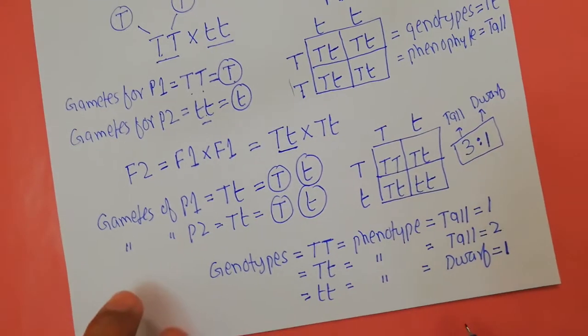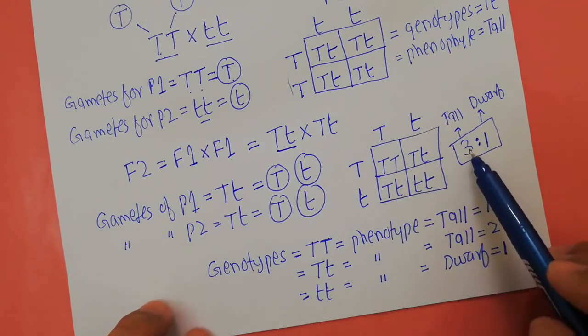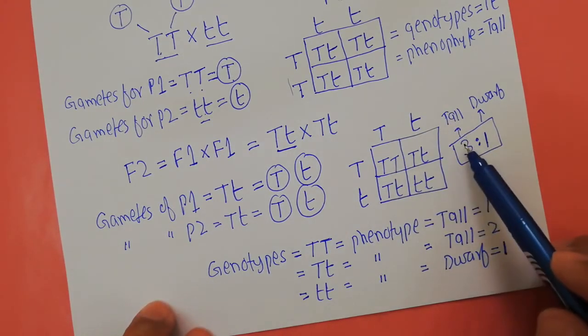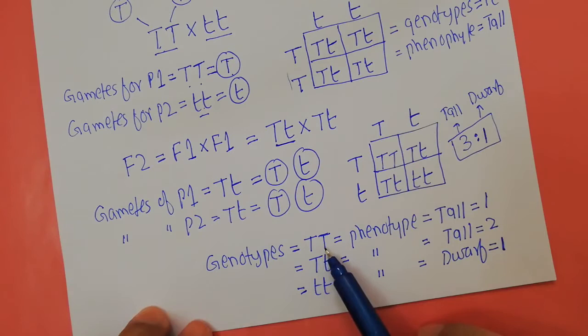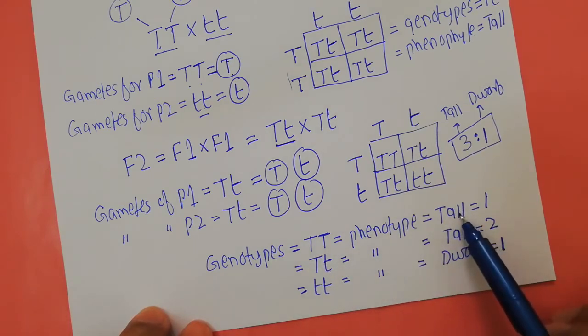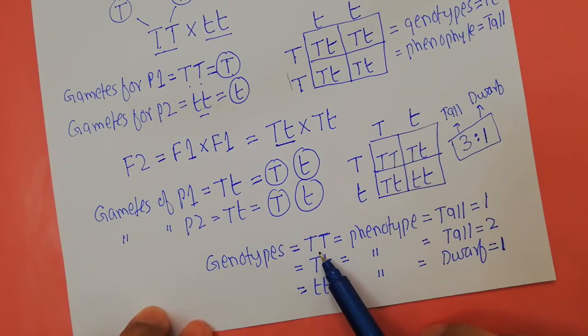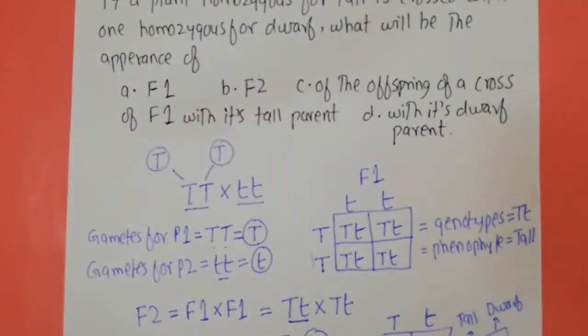But if you talk about their genotypes, the tall plants, which are 3 in number, will be divided into 2 types of genotype. One genotype will be homozygous, the other will be heterozygous. But as tall can express itself in the homozygous as well as in the heterozygous form, the number of phenotypes for tall will be 3, but the genotype for homozygous tall will be 1. The genotypes of the heterozygous tall will be 2, and there will be 1 dwarf plant. So this is the F2 generation.